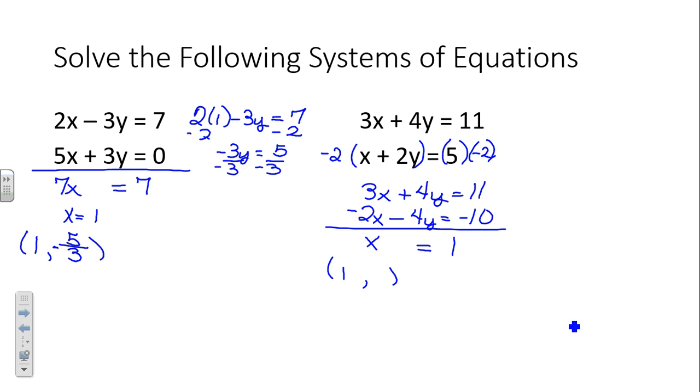So we plug it back in, and it doesn't matter which equation you plug it into, but most students will prefer the second one because you don't have to deal with quite as big of numbers. So 1 plus 2y equals 5 when we plug 1 in for x. And so 2y has to be 4, and y has to be 2. Okay. So that is the point that satisfies both equations. That's where those two lines will cross.